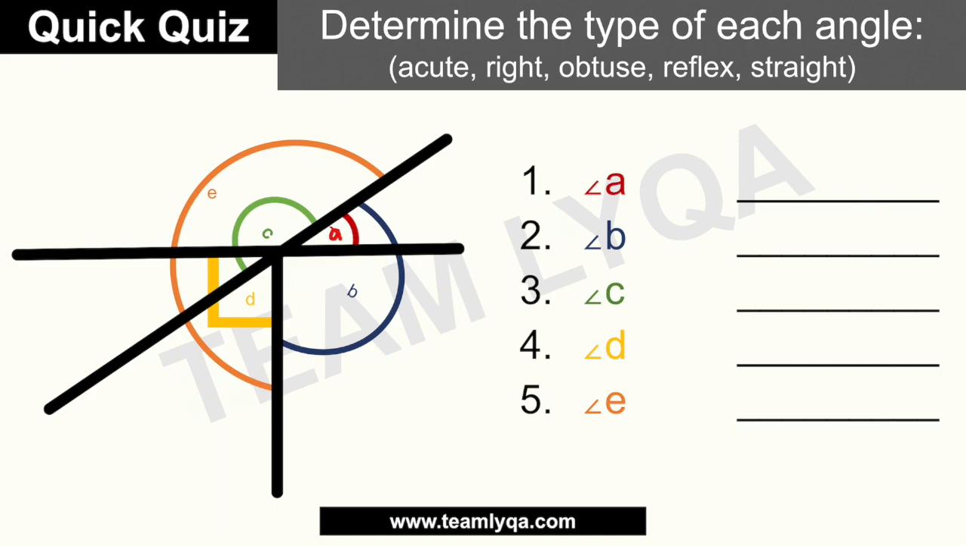Ano ba yung A? Now, if you notice, this right here, it's too small to be a right angle, no? Kasi kung right angle, dapat box din siya. So, this is an acute angle. Okay, A for acute siya.